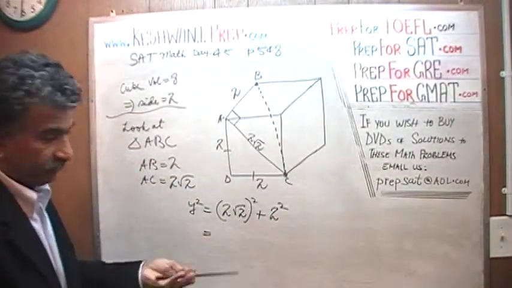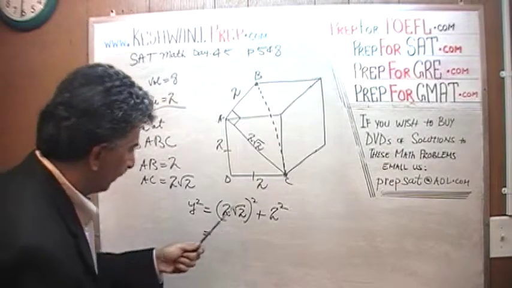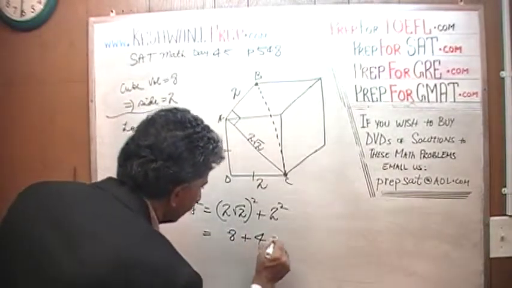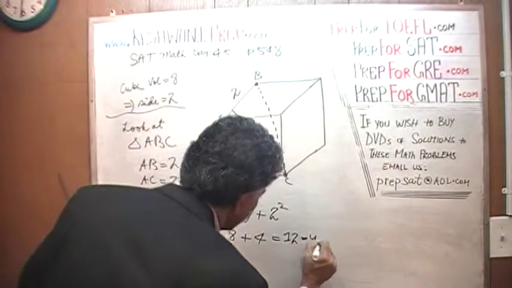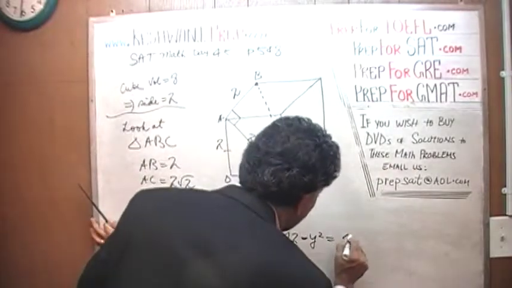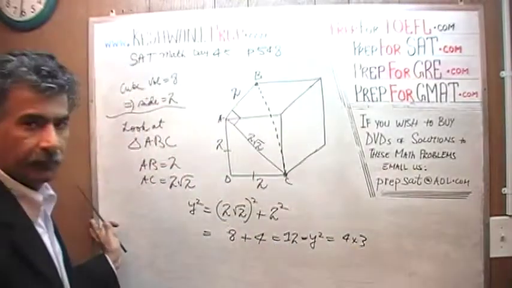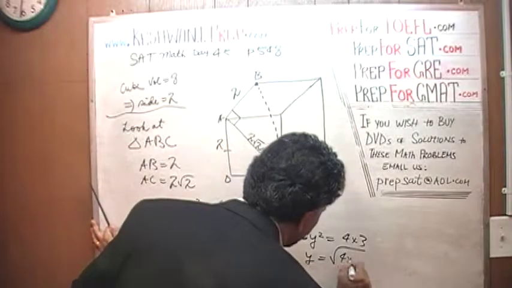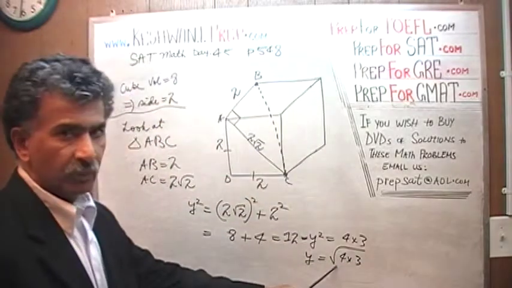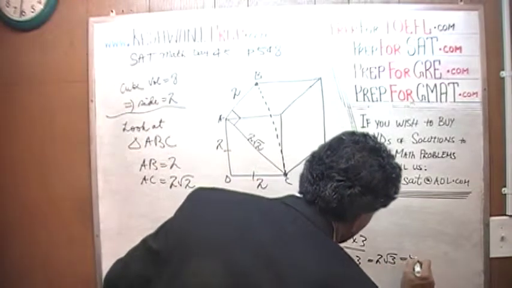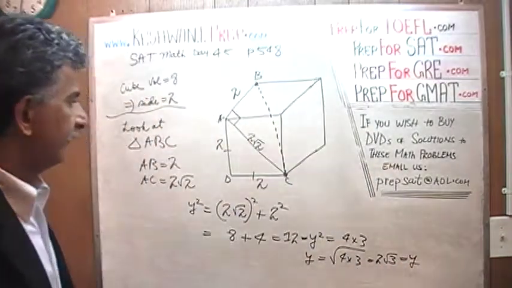Root 2 squared is just 2, and 2 squared is 4, so it's 4 times 2, which is 8, here we get 4, so it is 12. And that's your y squared. And of course 12 can be written as 4 times 3. Therefore, if you want to find the y, you're going to have to take the square root of 4 times 3. The square root of 4 is 2, so you just end up with 2 times root 3. That's your y. That's it.